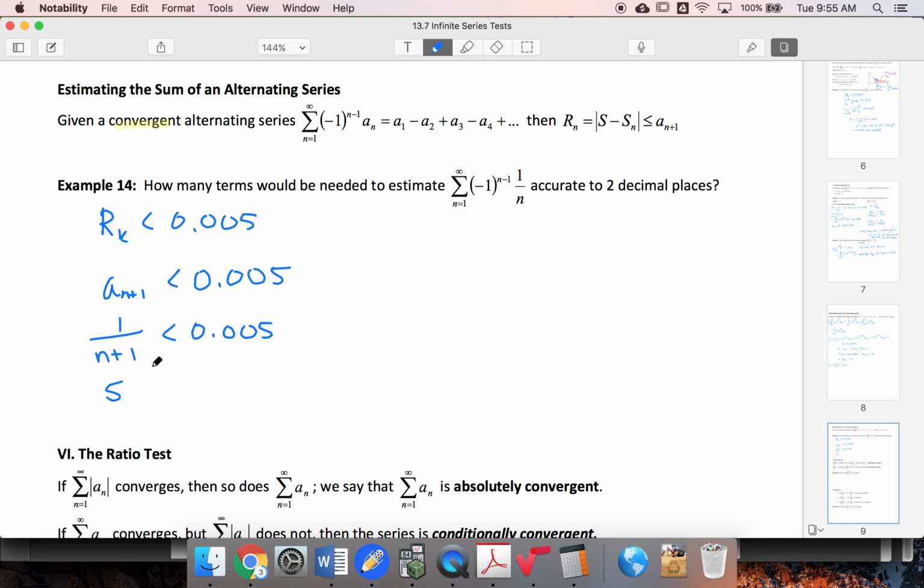5 thousandths? No, 1,000 out of 5, which becomes 200. So then n needs to be greater than 199. Therefore, I need 200 terms.